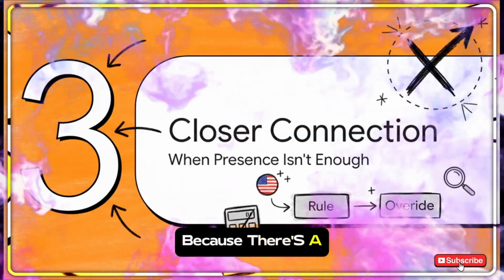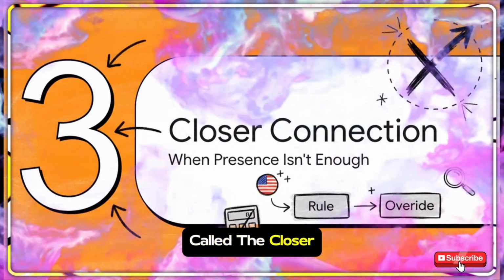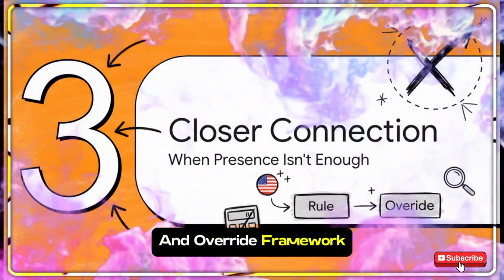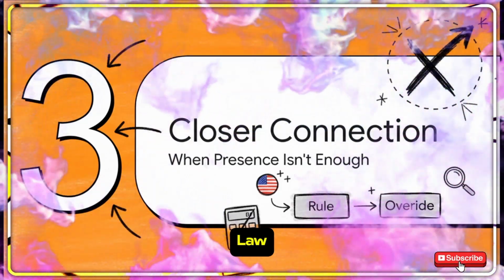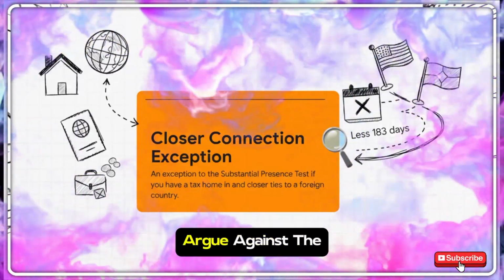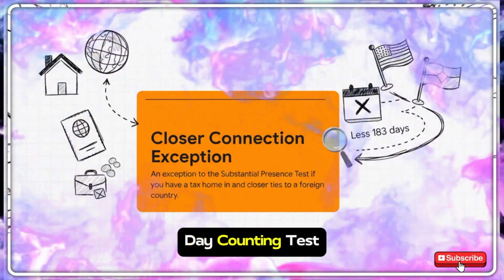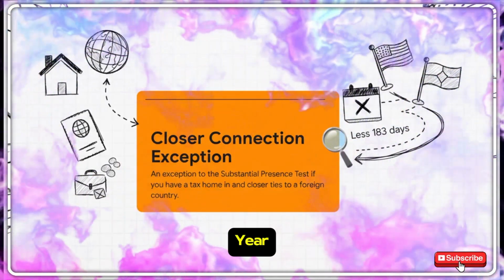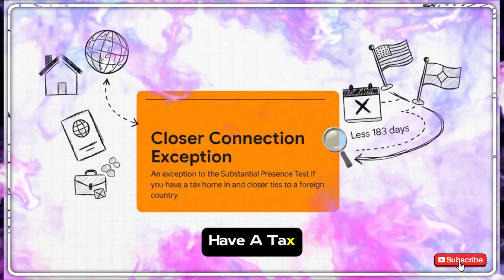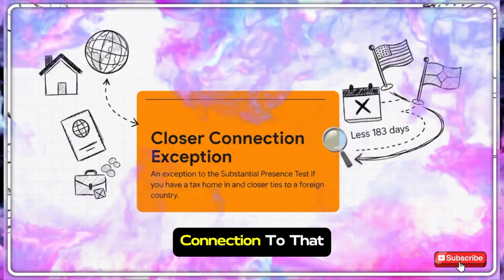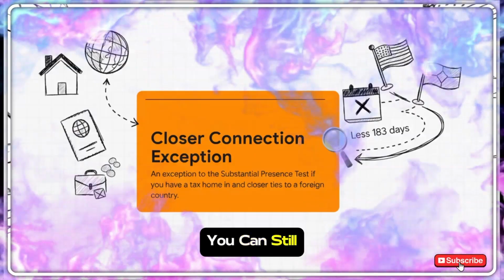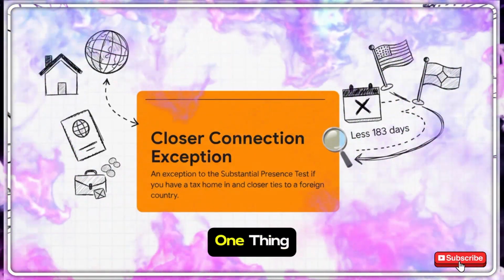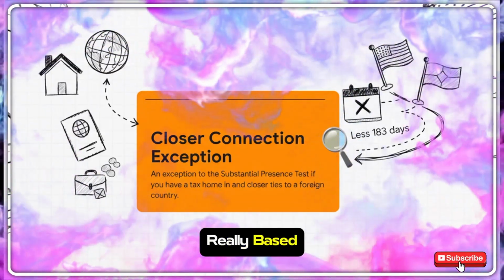Why? Because there's a powerful override called the closer connection exception. This is a perfect example of that rule and override framework that defines this whole area of law. So this exception is how you can argue against the pure math of the day counting test. If you were in the US for less than 183 days this year, and you can show that you have a tax home in another country and a closer connection to that country, you can still be treated as a non-resident. It's a way of saying, yeah, the numbers say one thing, but here's where my life is really based.